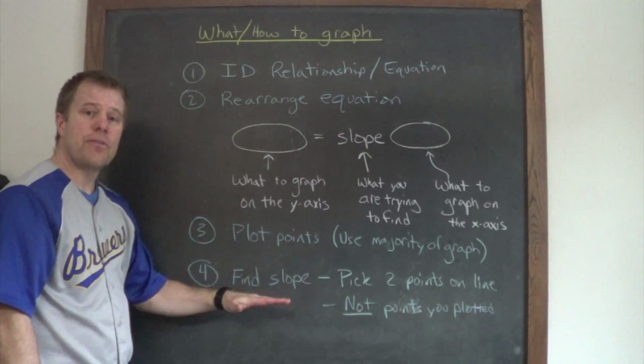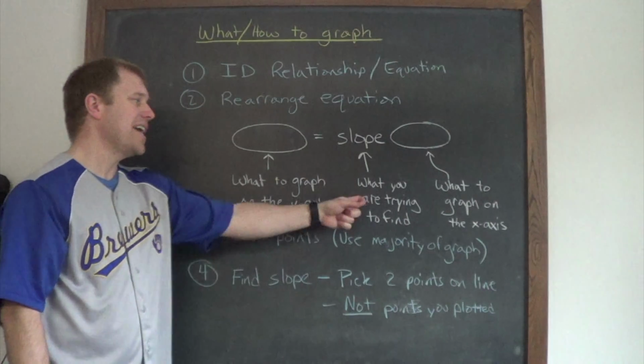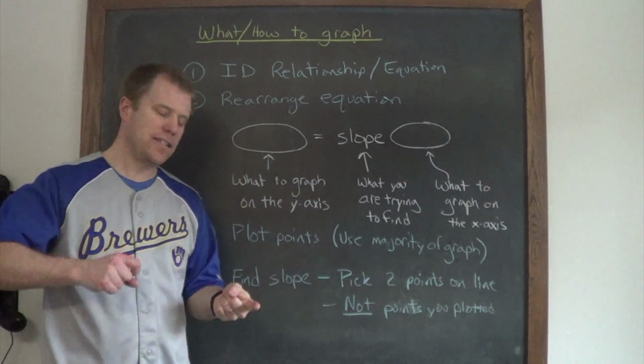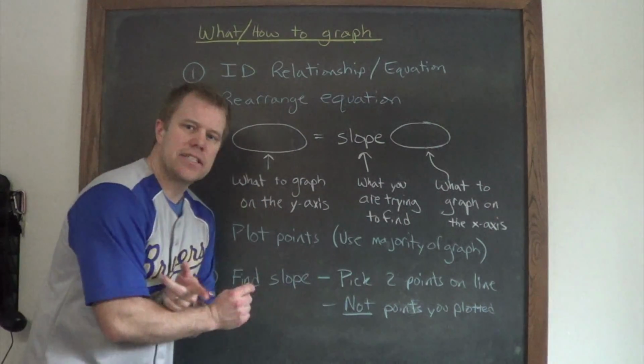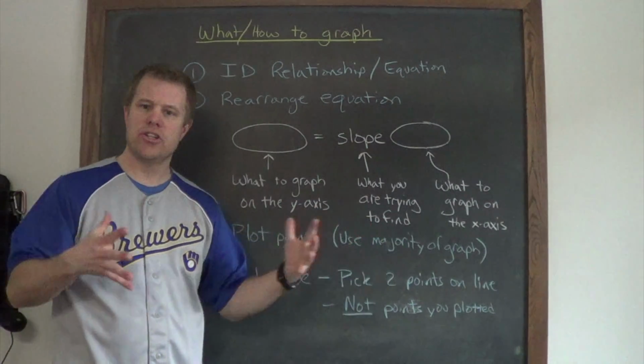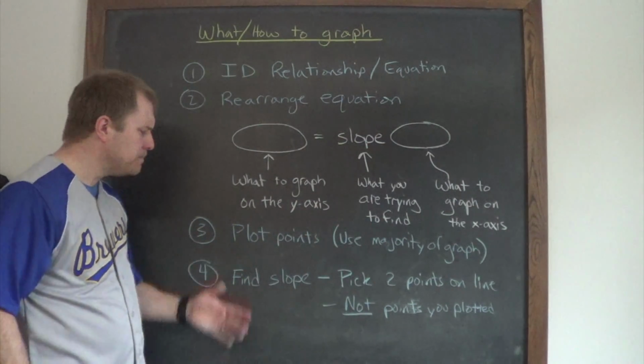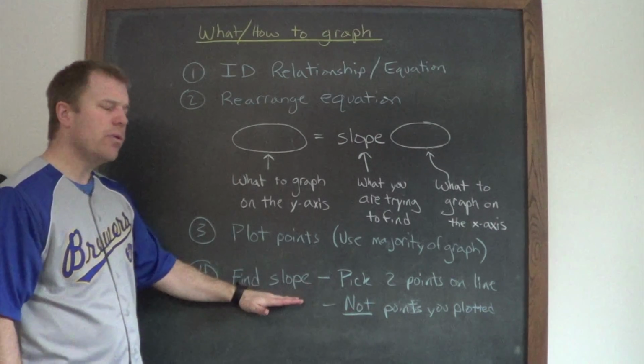Then you're going to find the slope of that line, because that's what we're trying to find. That's the term. That's maybe the acceleration of gravity. Maybe we're looking at a pendulum, the length and the period, something like that. So you're going to want to find that slope.